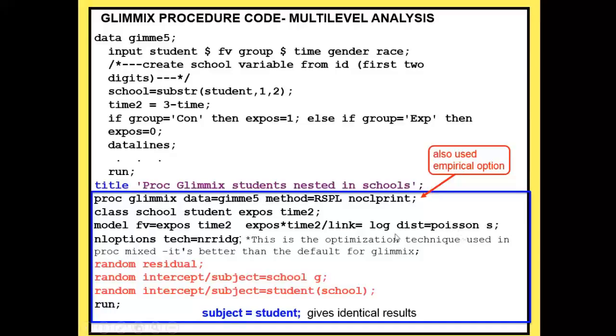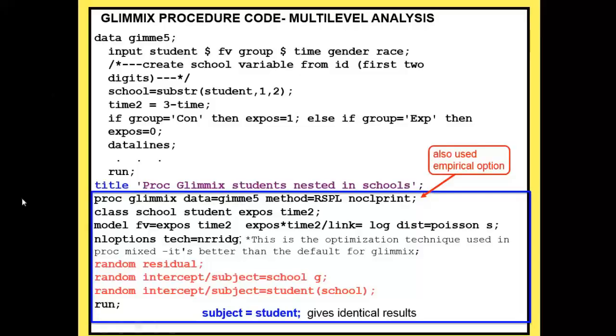If I wrote link equal log and left off distribution equal Poisson, that would also tell the computer to do Poisson, because that's the default. If you say link equal log, the program knows to use Poisson. If you said link equal logit, what would the program do? Logistic. But if you want to be certain, just write link equal log, because you're doing a log rate to get the Poisson model, and the distribution is Poisson.